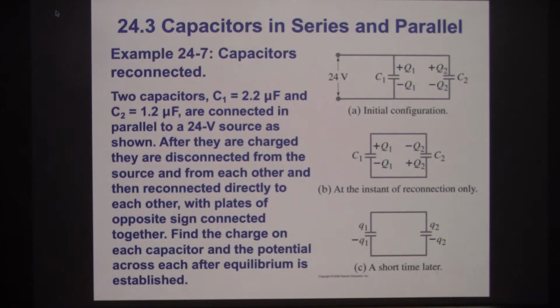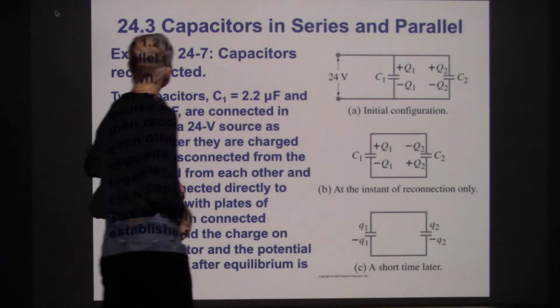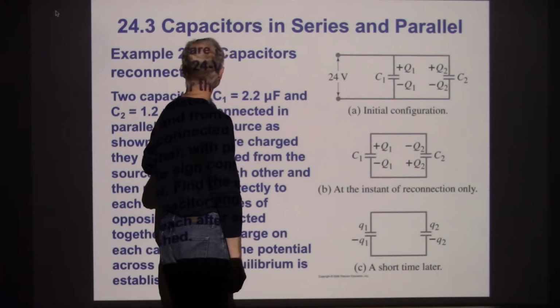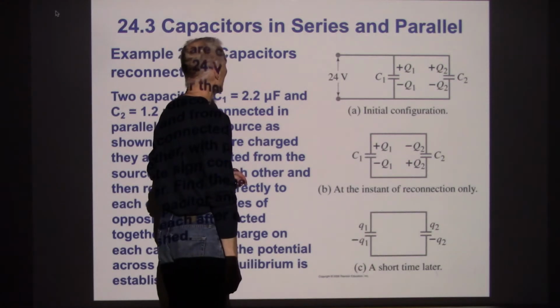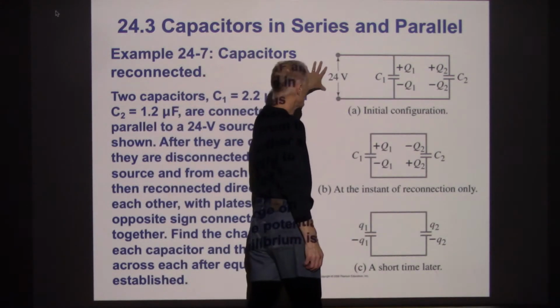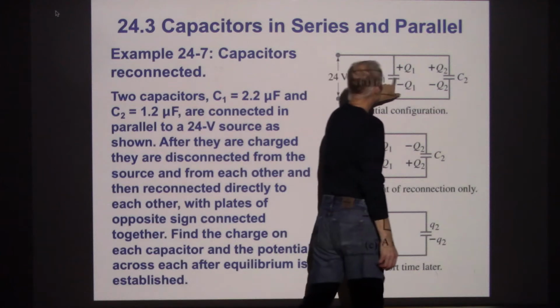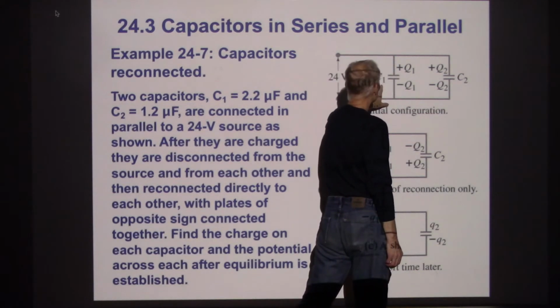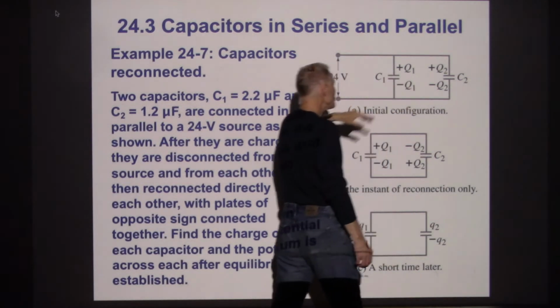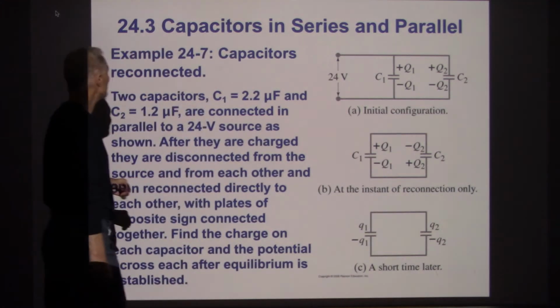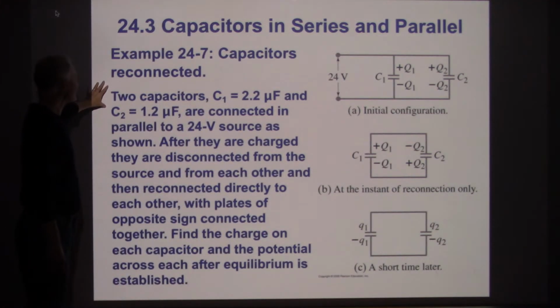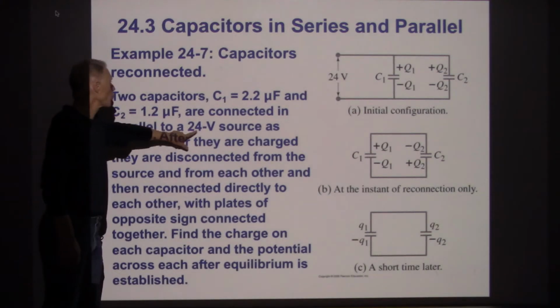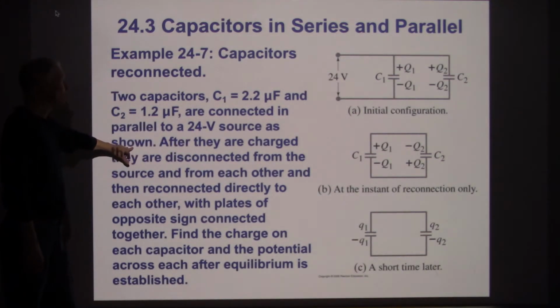Okay, here's another example with these capacitors. Here what we're going to do is connect these. We've got a 24 volt battery. I've got capacitors here, capacitor 1, capacitor 2. Those are in parallel compared with each other. So what it's saying is I have two capacitors. They're connected in parallel to a 24 volt source as shown in the initial configuration.